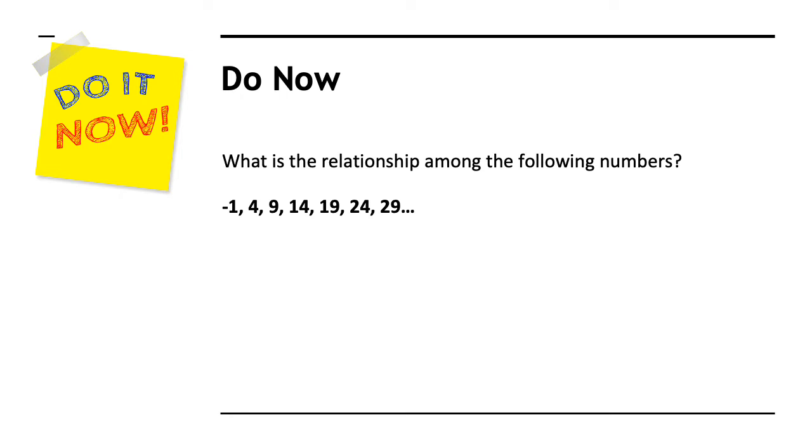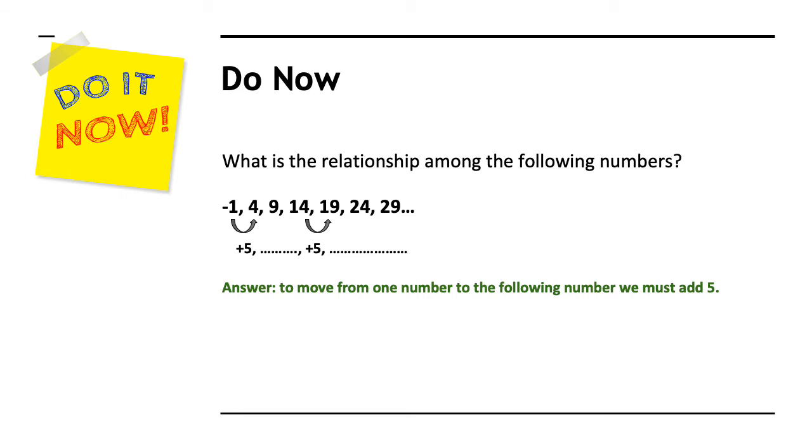Let's get started with the do now. What is the relationship among the following numbers? -1, 4, 9, 14, 19, 24, 29, and so on. Pause the video briefly as you determine the relationship. Right, so that should have been quite easy. To move from one number to the following number, we must add 5. In other words, each term has a difference of 5 from the term that precedes it.